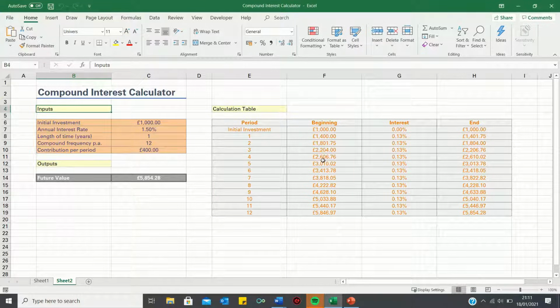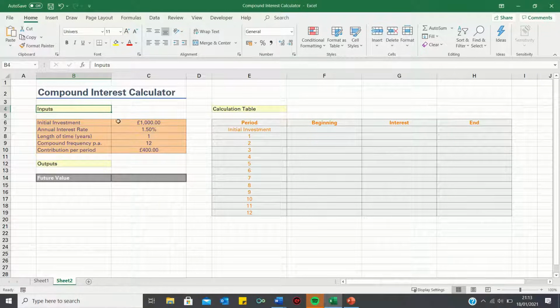I'll then show you how to use the future value formula to calculate the outputs. And finally build a calculation table to provide a periodic breakdown of your savings and also check that the future value calculation is correct. Most savings accounts will have some or all of the following inputs.